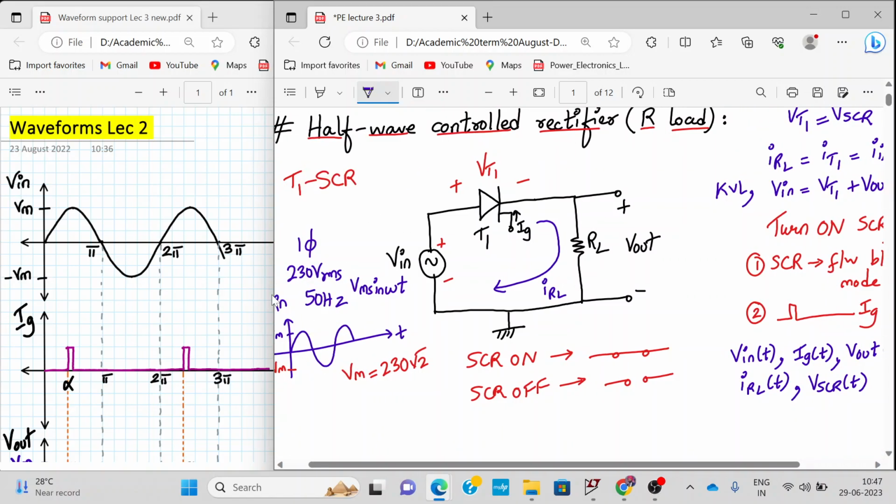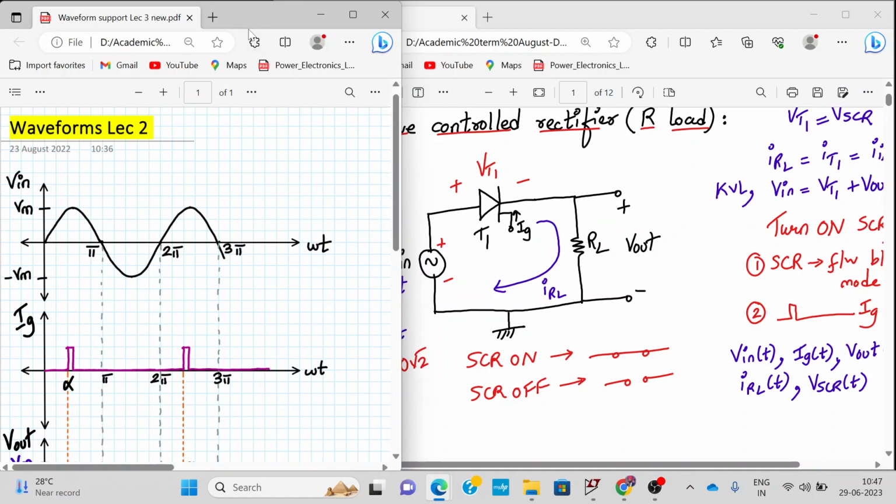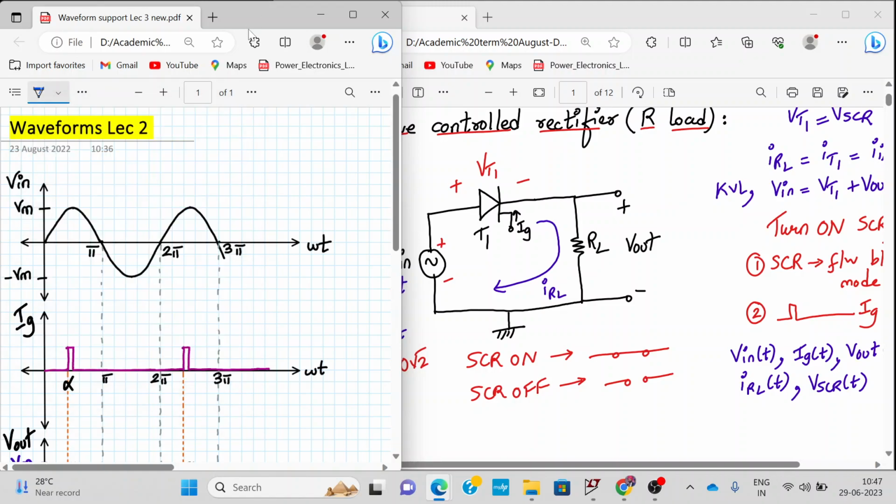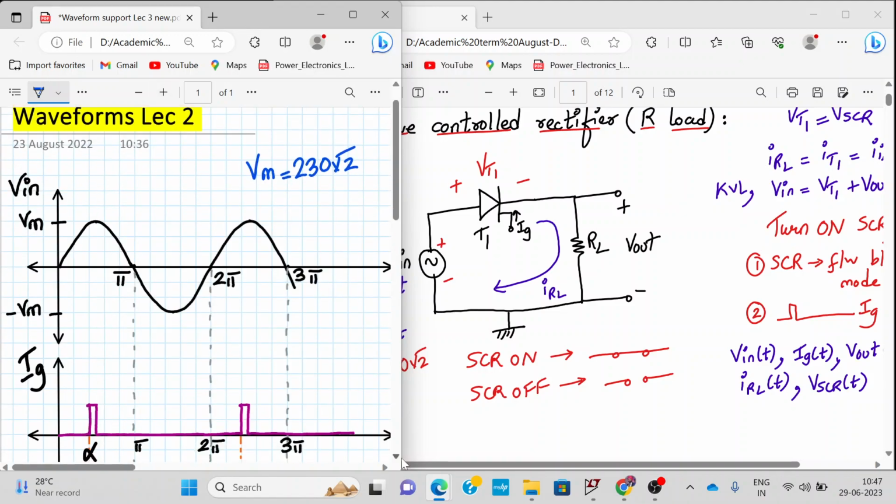Okay, so I have drawn the waveforms over here on the right hand side. Here is my input sinusoidal waveform. Here also let me keep this ready. So what is Vm over here? Vm is 230 root 2. Alright, let me just expand this waveform and show it to you.